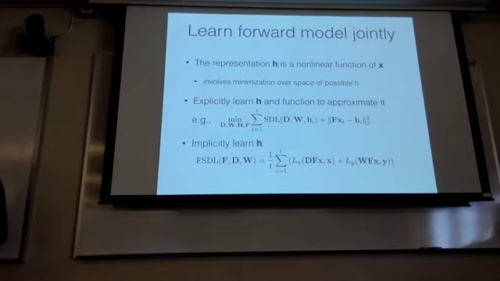Another strategy we could do is to implicitly learn h. So there are going to be these two strategies we could do. Let me just give you an example of what these two things might look like. Okay, so here, for example, we'll still have our supervised dictionary learning approach. We're still learning our D, W, and our H.